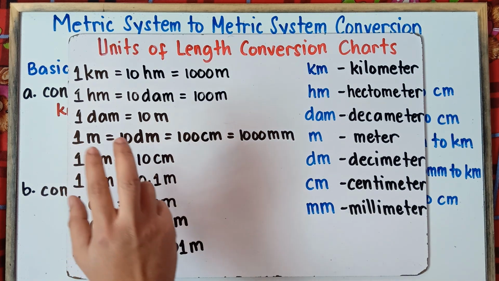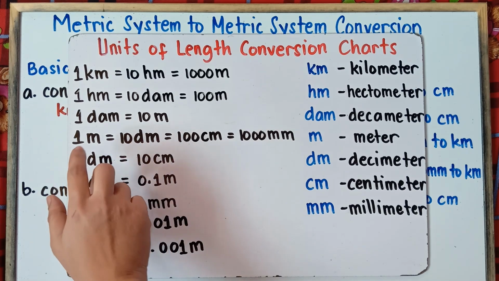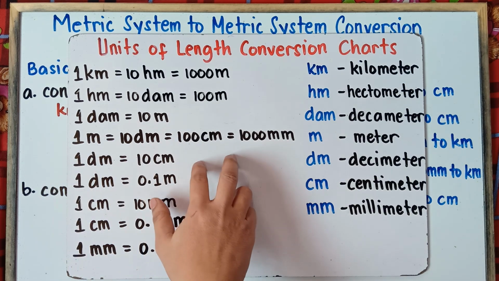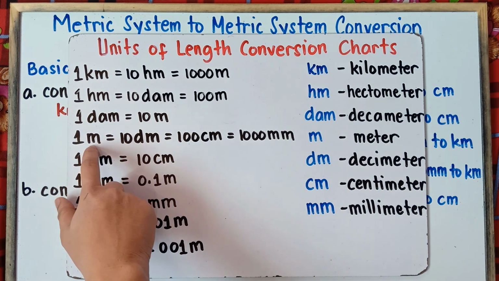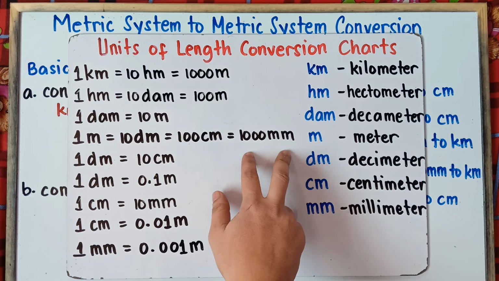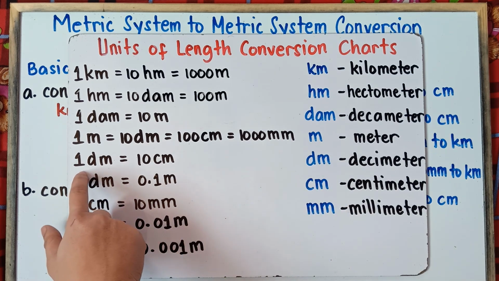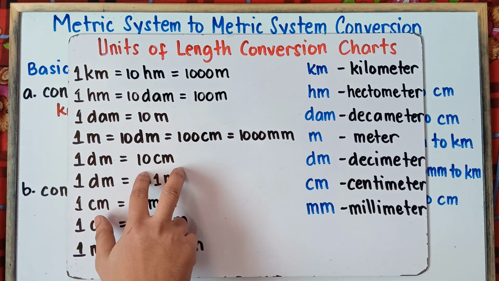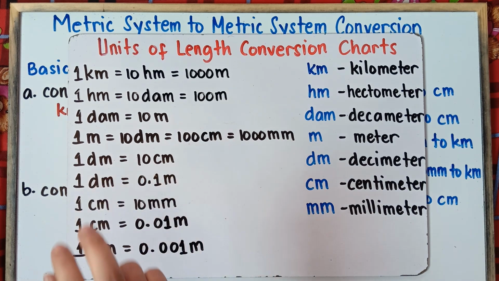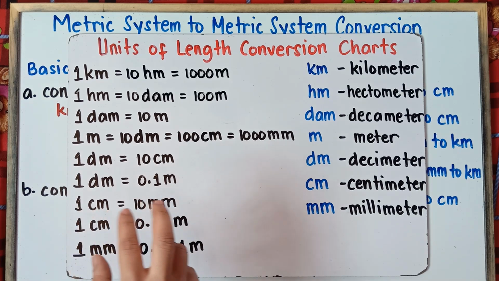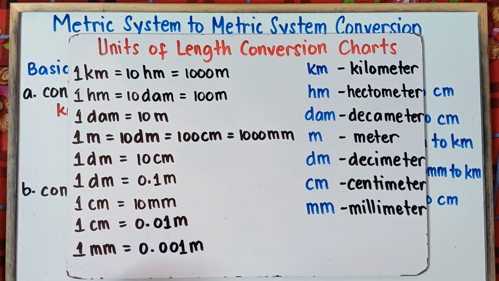1 meter is equivalent to 10 decimeters, or 100 centimeters, or 1,000 millimeters. And 1 decimeter is equivalent to 10 centimeters, or 0.1 meter. 1 centimeter is equivalent to 10 millimeters, and 1 centimeter is equivalent to 0.01 meters. And 1 millimeter is equivalent to 0.001 meters.